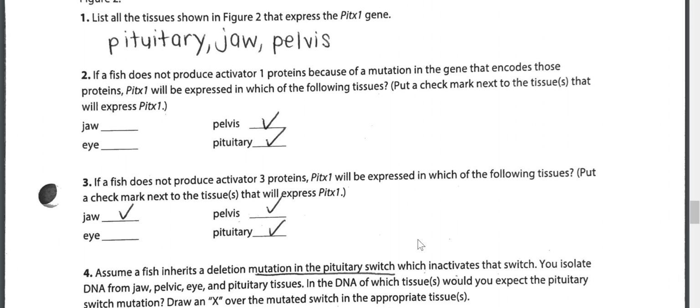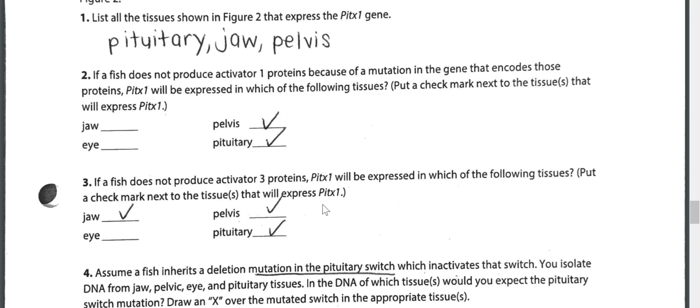All right, number 2, if a fish does not produce activator 1 proteins because of a mutation in the gene that encodes for proteins, PIDX1 will not be expressed in which of the following? Because activator 1 dealt with the jaw, you should have not checked off the jaw in this case. We're leaving the eye blank because we're told there's no switch for the eye, nothing to be expressed in those cells. So that's off, so you should have just checked off pelvis and pituitary.